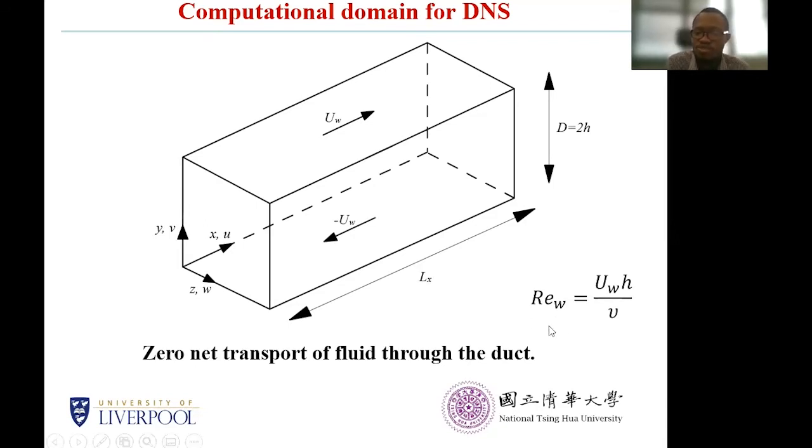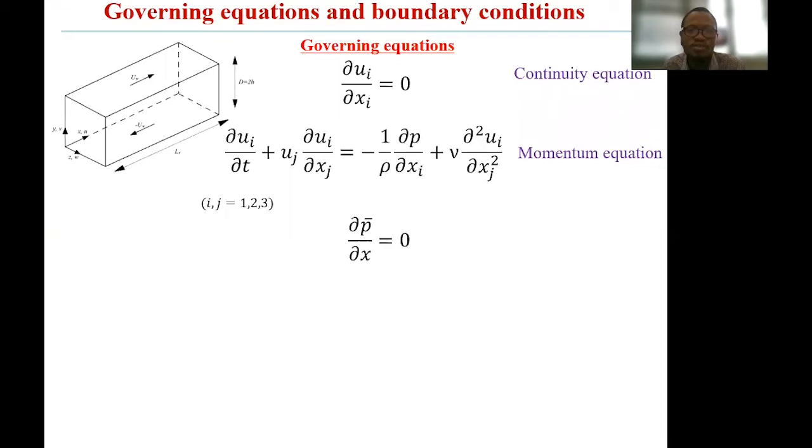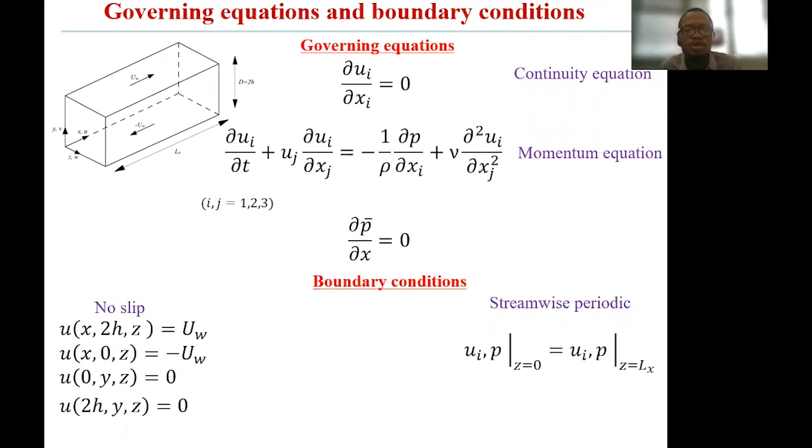Before I continue, let me introduce another Reynolds number, which is based on the velocity of the wall. The governing equations we are solving are the continuity and momentum equations. And here we've set the pressure gradient to be zero. We employ the no-slip boundary conditions at the walls, and we enforce periodicity in the streamwise direction. So what comes out of the ducts is fed back into the ducts.